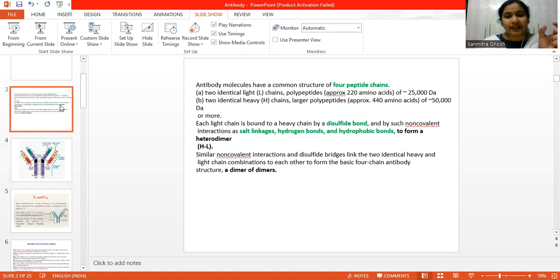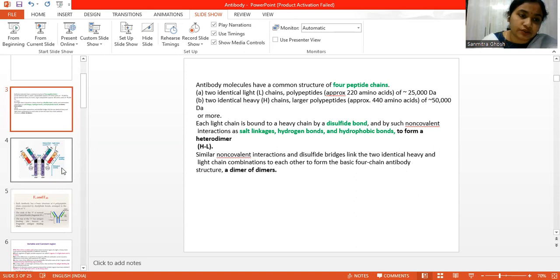One HL dimer will now interact with another HL dimer by means of non-covalent interactions and different types of disulfide bridges. These non-covalent interactions and disulfide bridges link the two identical heavy and light chain combinations to each other to form the basic four-chain antibody structure, which is also referred to as the dimer of dimer. Why dimer of dimer? Because here we are having the first dimer.